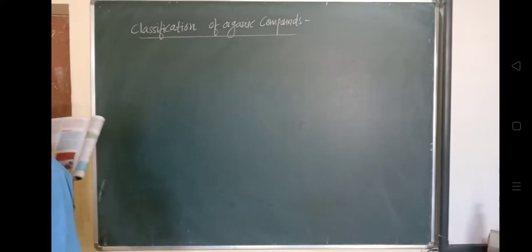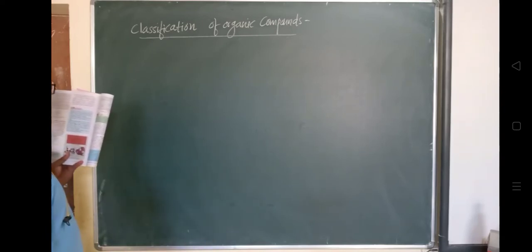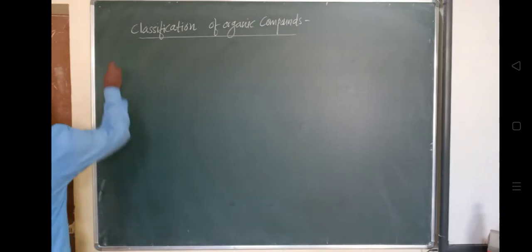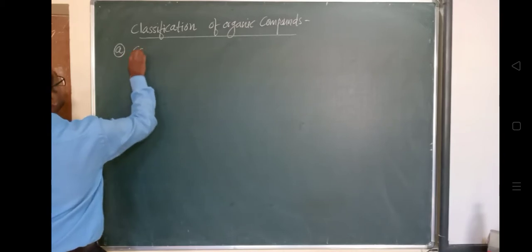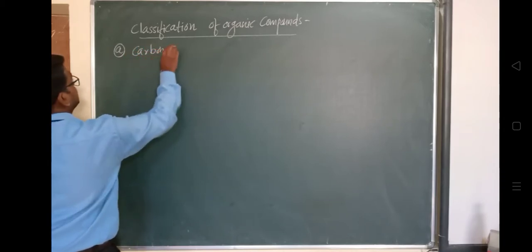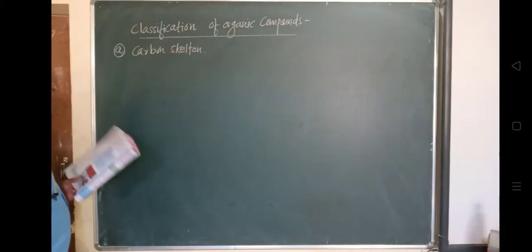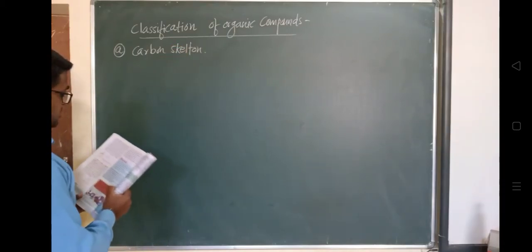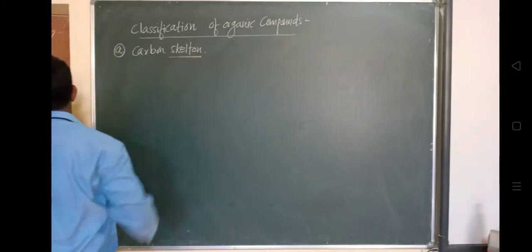What are those two ways? One is the carbon skeleton. So on the basis of carbon skeleton, I will write here. What is the carbon skeleton? It is the arrangement of carbon atoms in that particular compound in its structure. That is what the carbon skeleton is. And the second one is the functional group.